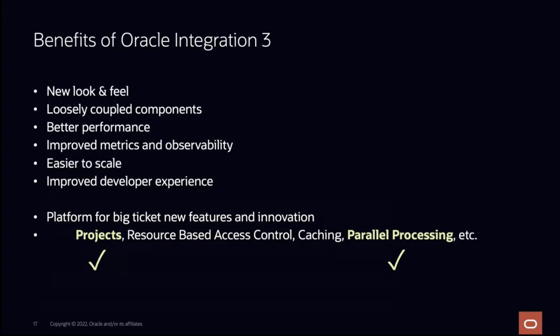Loosely coupled components. In Gen 2, if you think back to OIC, you had Oracle Integration Cloud, the application integration piece, that core component, as well as process automation, running on the same server. But now that's not the case. So it's a little bit more scalable, more loosely coupled, and there's better performance.